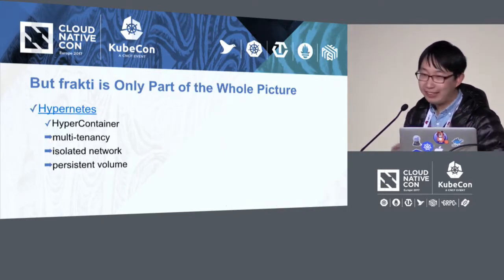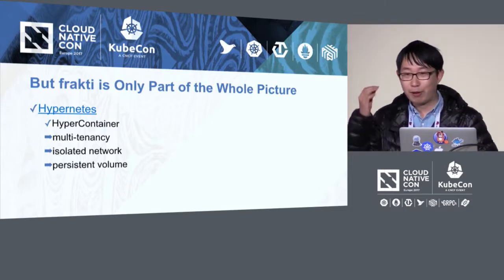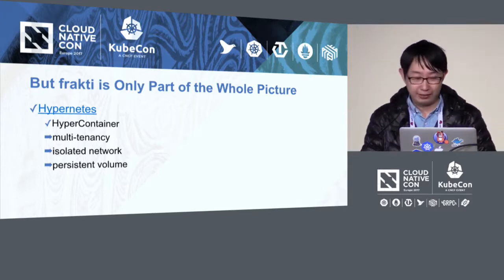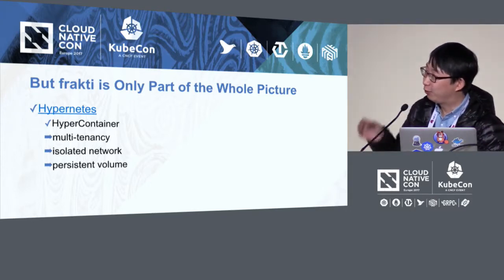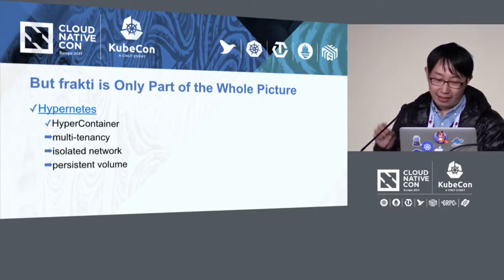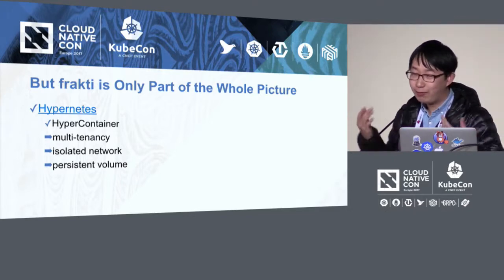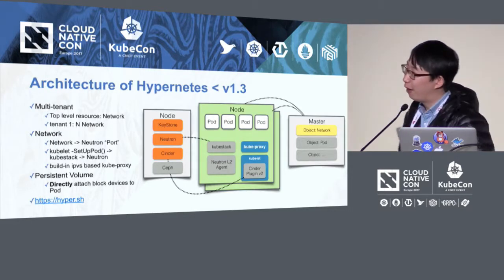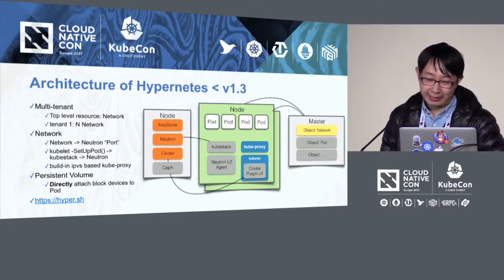But Frakti is actually only a part of the whole picture if you really want to use Kubernetes in a multi-tenant environment, because we need to deal with multi-tenancy, the isolated network, and the persistent volume. That's why we established the Hypernetes project, which is fully open sourced. The architecture of the Hypernetes project is quite simple.